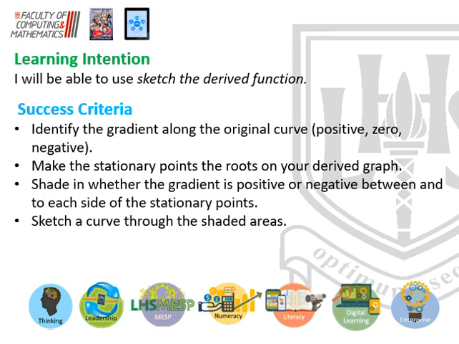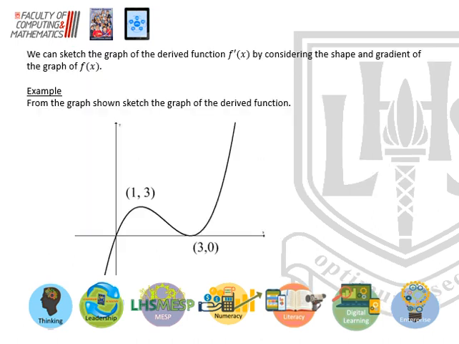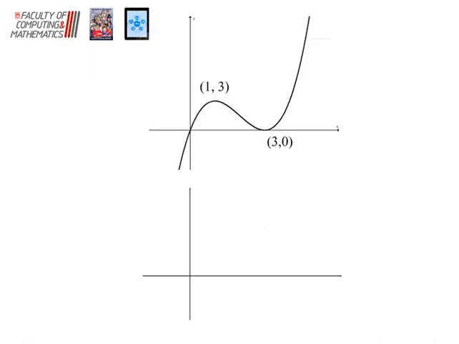I'm going to show you two examples here. First, sketch the graph of the derived function of that graph there. Looking at that graph, there are four things you need to do. Firstly, identify what the gradient is doing along this original graph. Up until that first stationary point, we know it's positive the whole way. That's an increasing function.